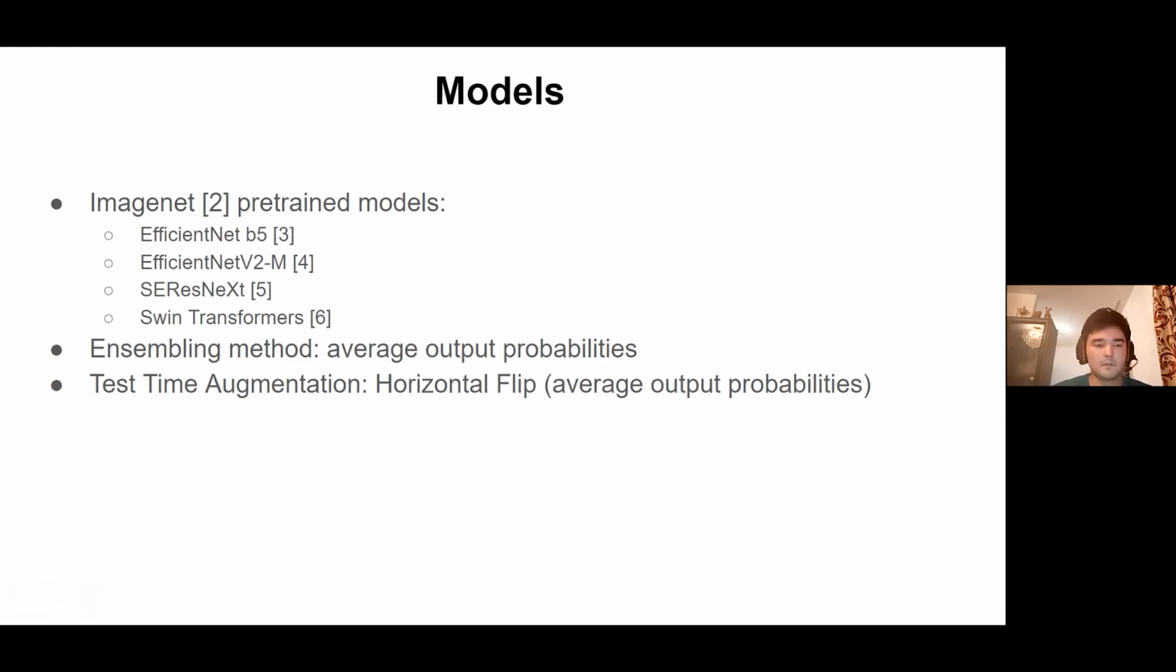For the models, I used ImageNet pre-trained models. Those are EfficientNet V5, the new EfficientNet version 2 M, SE-ResNeXt, and Swin transformers. I tried to pick the models from different families so that the ensemble has some heterogeneity and diversity, because learning the same features would not be beneficial. To ensemble the models, I simply used averaging of the output probabilities. During inference, I also used a horizontal flip test time augmentation, again by averaging the output probabilities.